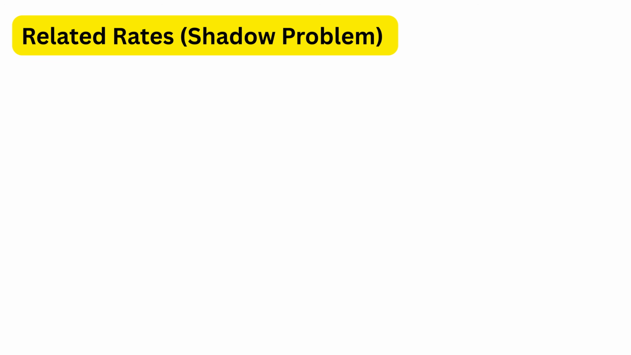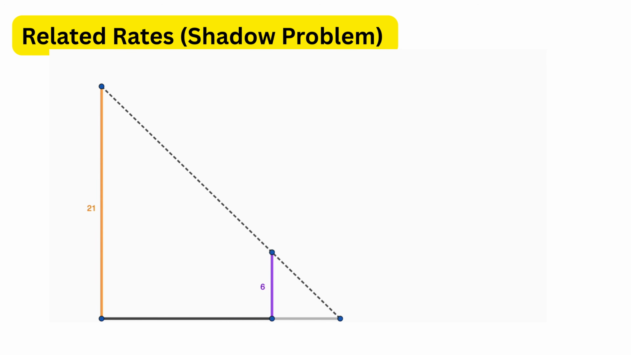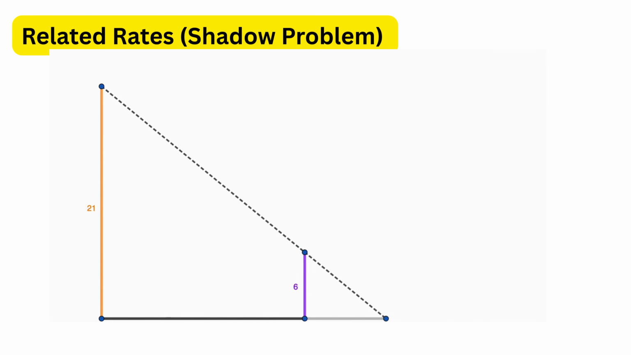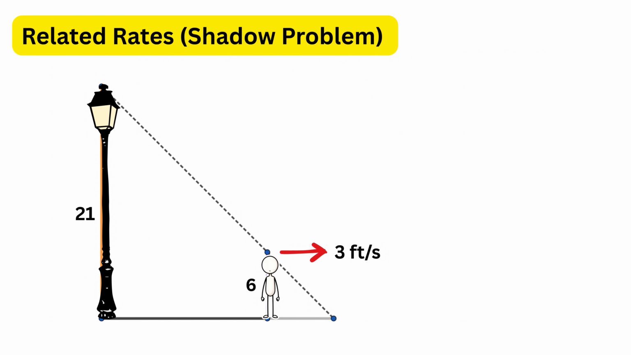Today we will look at a classic related rate situation known as the shadow problem. The idea is to understand how different quantities change with time when they are linked through geometry. Here we imagine a man whose height is 6 feet walking away from a streetlight that is 21 feet tall. He moves in a straight line along the ground at a constant speed of 3 feet per second.